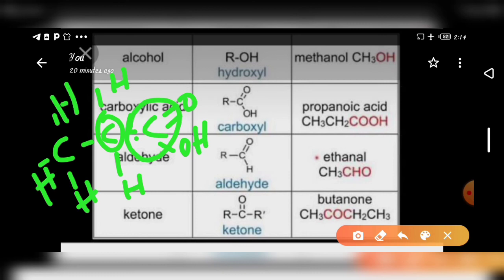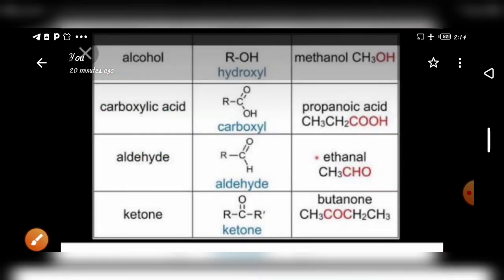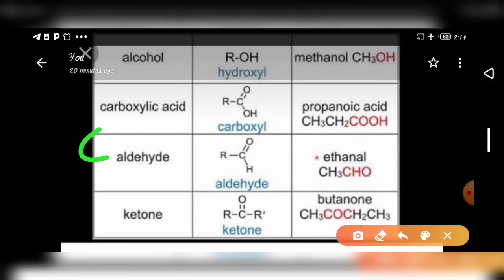So CH3CH2COOH is known as propionic acid. One example I gave: suppose you write methanoic acid. How will you write it? Methanoic acid has only 1 carbon, which contains 1 double bond and 1 OH. Totally, how many bonds will be fulfilled? 3 bonds will be fulfilled.